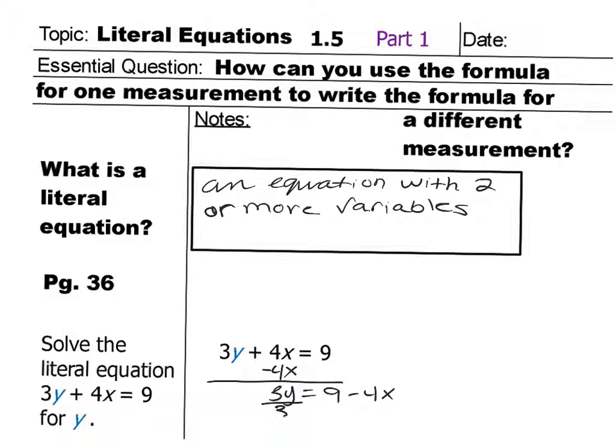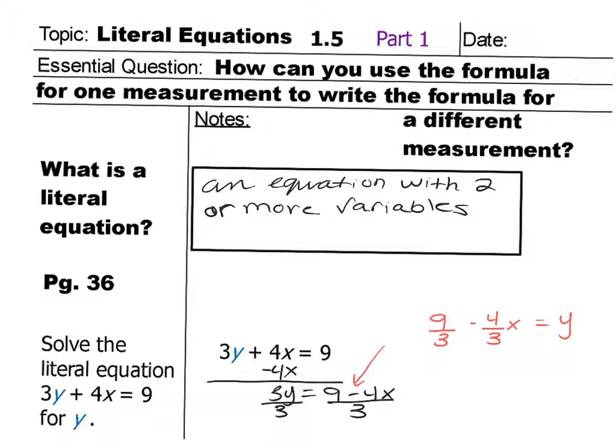Now, if you remember, at the beginning of the year, I said you can always split up a fraction if you have an operation on the top. So if the addition or subtraction is on the top, you can split that up into 2, and I would suggest getting used to that now because that's what we're going to be doing in the future a lot. So I'm going to split that up into 9 over 3 minus 4 over 3x, and that of course is equal to y. And then I just want to reduce my fractions.